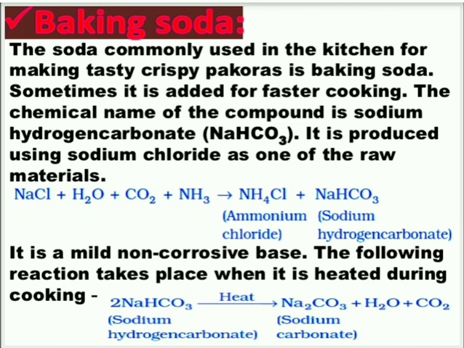Then how is it produced? As I have told, sodium chloride is one of the raw materials used for preparation of such salt. We will take NaCl along with water, then carbon dioxide and ammonia. Okay, when we take all these four things, then we are going to get ammonium chloride, that is NH4Cl, plus NaHCO3, which is our main product which we want to get from here. Okay, so NaHCO3 is the formula for baking soda.